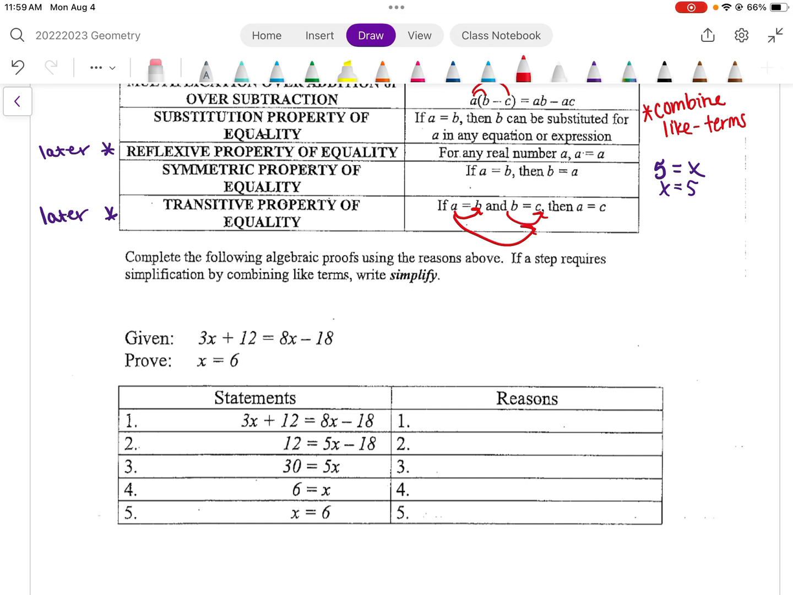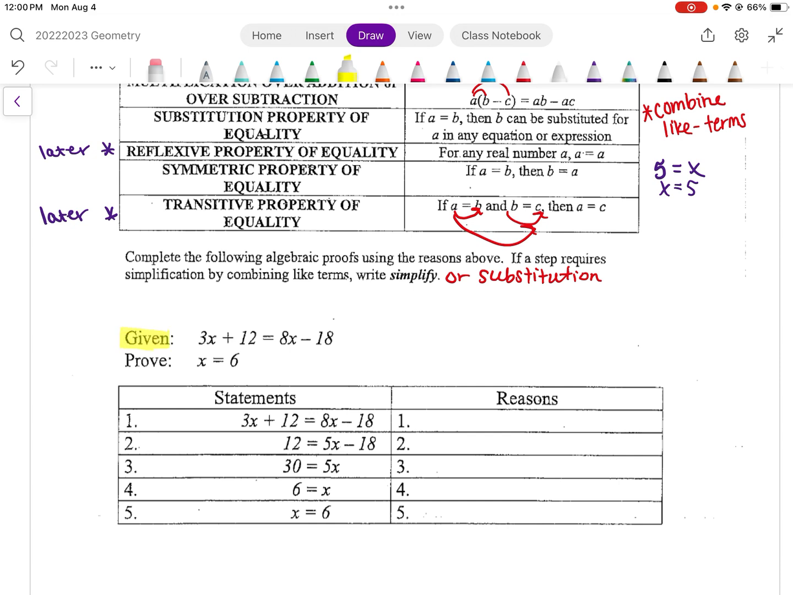Okay, so it says complete the following algebraic proofs using the reasons above. If a step requires simplification by combining like terms, you can write simplify or substitution. I've seen both. Both of them would be correct. You can do simplify or substitution.